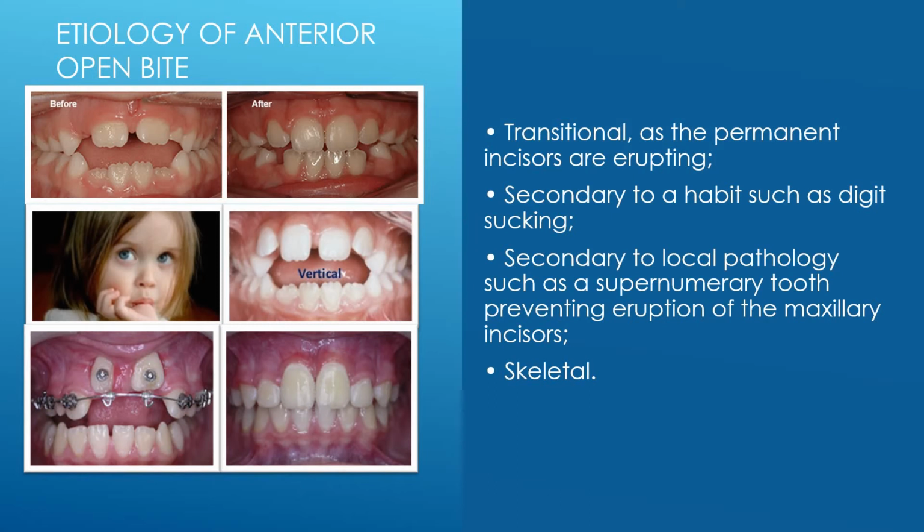Etiology of anterior open bite. What is the etiology of anterior open bite? Anterior open bite can be in part due to a history of thumb sucking, digit sucking, which had also caused narrowing of the maxillary arch and a posterior crossbite.